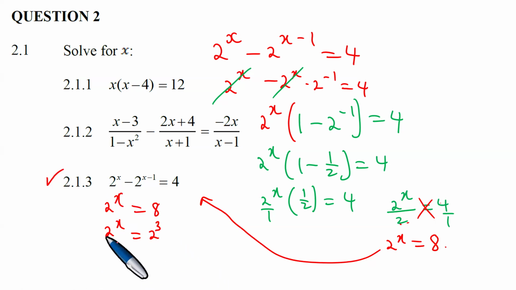Then at this point, the bases are the same. So if the bases are the same, we equate the exponents, which means that x is equal to what? x is equal to 3. If the bases are the same, we equate the indices, meaning x is equal to 3. So the answer to this long question, we started here, went through here, is x equals 3, like that, you know?